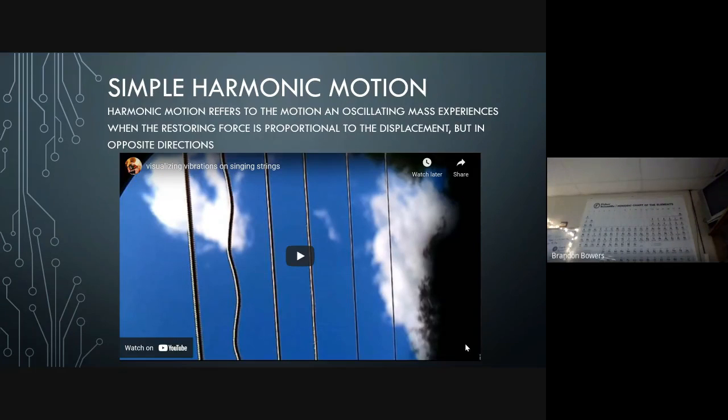Harmonic motion refers to the motion an oscillating mass experiences when the restoring force is proportional to the displacement, but in opposite directions.